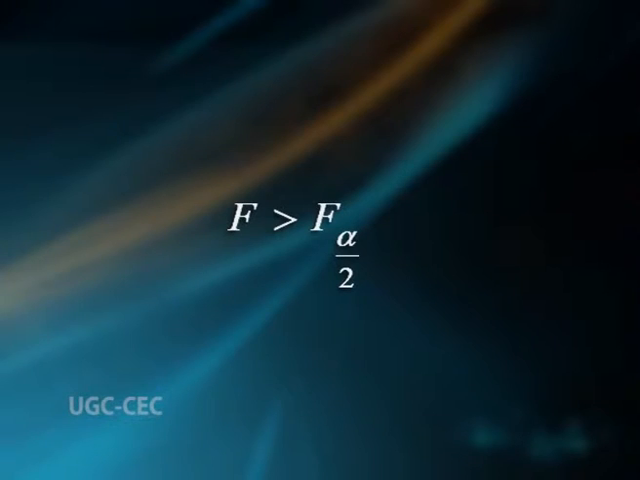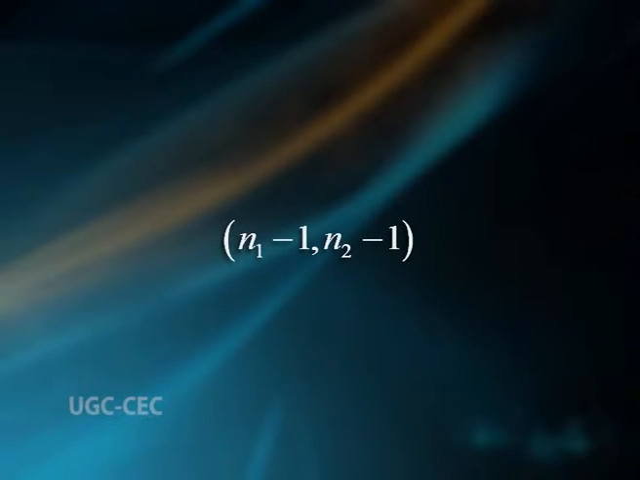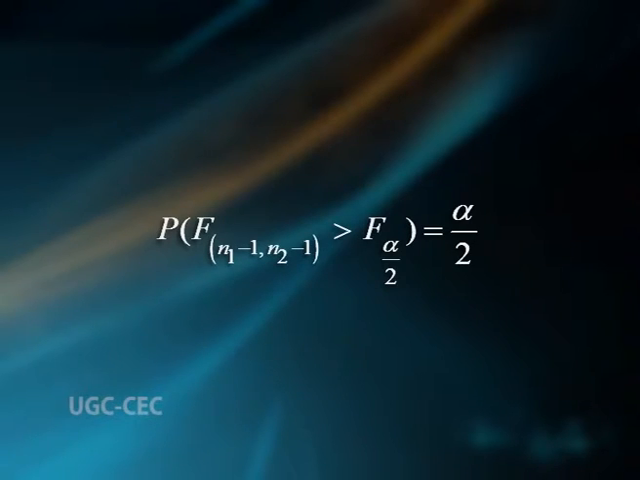For a significance level alpha, reject H naught if F greater than F alpha by 2, where F alpha by 2 is from the table of F distribution for n1 minus 1, n2 minus 1 degrees of freedom, such that probability of F_(n1 minus 1, n2 minus 1) greater than F alpha by 2 equal to alpha by 2.